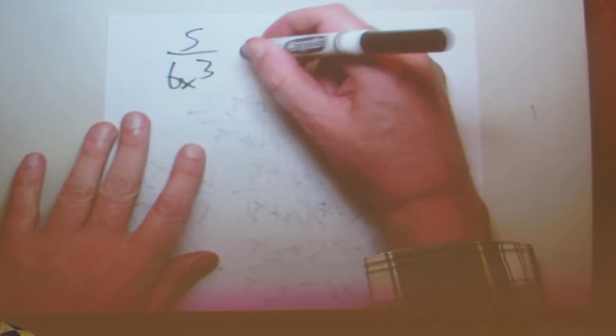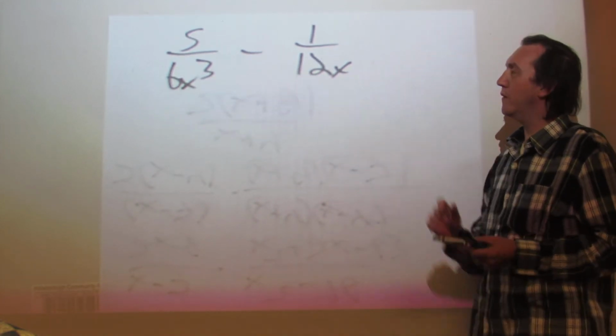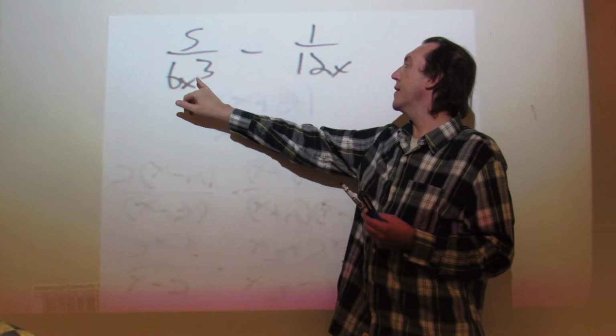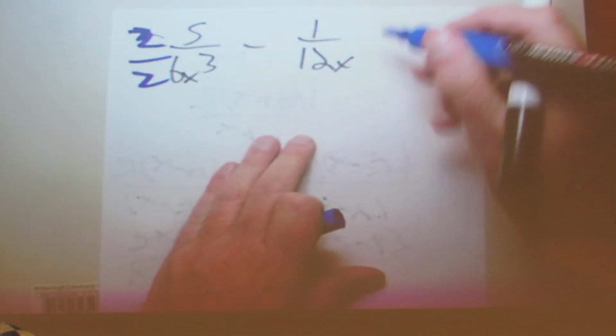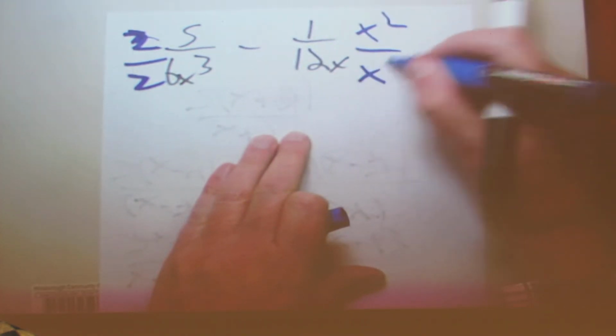Next, let's say that we have 5 over 6x to the 3 minus 1 over 12x. So now we're subtracting, so we need to have our common denominator. For just the numbers, 6 will go into 12, so 12 will be the common denominator. And for the x's, we just look at whatever one is the biggest. So it's going to be x to the 3. So in order to get the first one to be the same as this, we just need to multiply it by 2 over 2. This one by x squared over x squared.